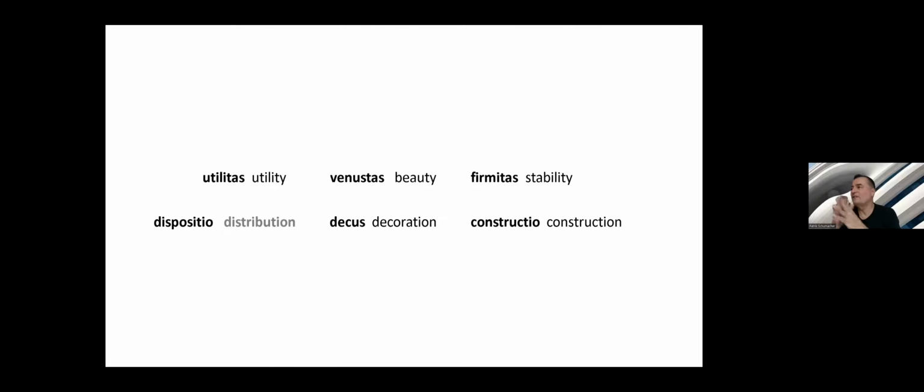Now it seems that these might be aligned like this, though I'm critiquing this: that utility is a value by which you judge the dispositio, so the distribution or organization of the space. But beauty, you discuss the decoration, and stability, you discuss the construction. It makes some sense, but I'm reordering that a little bit.